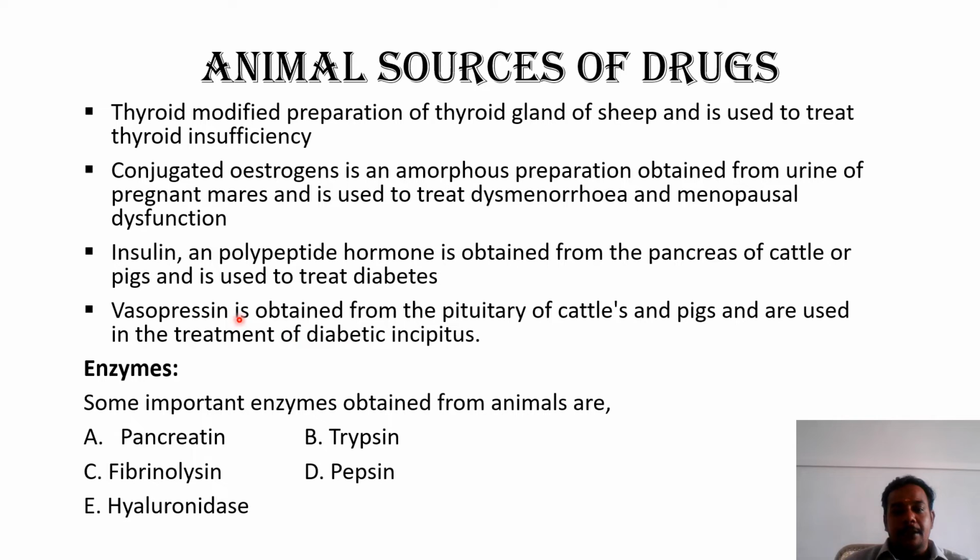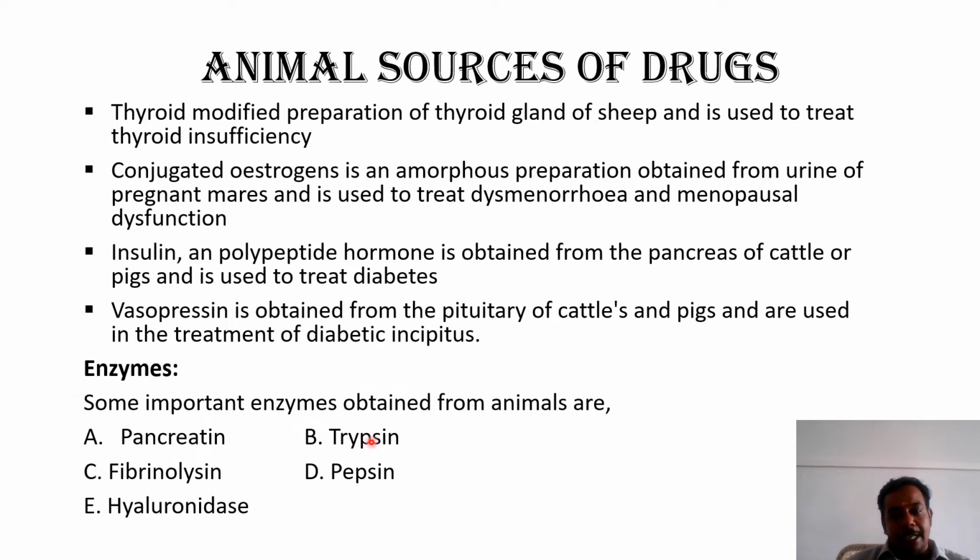So we are obtaining a hormone called vasopressin from cattle's or pig's pituitary gland, and this vasopressin is used in the treatment of the disorder called diabetes insipidus. Right? So for example, I had explained about these four. Like this, we are obtaining many hormonal preparations from animal sources. Right? So next we talk about enzymes.